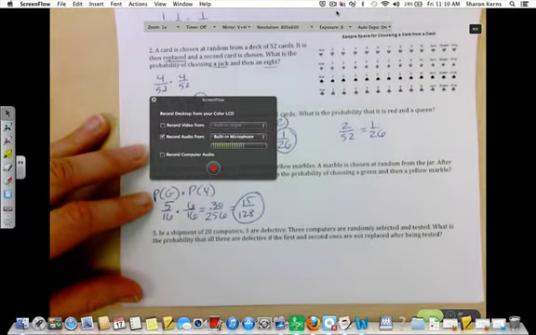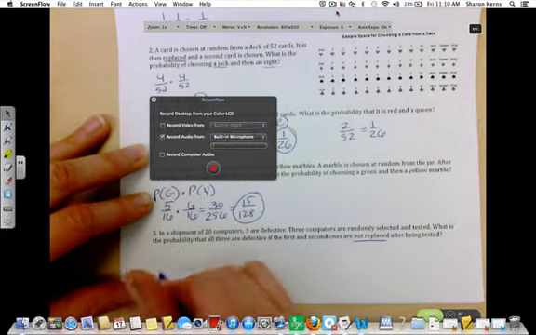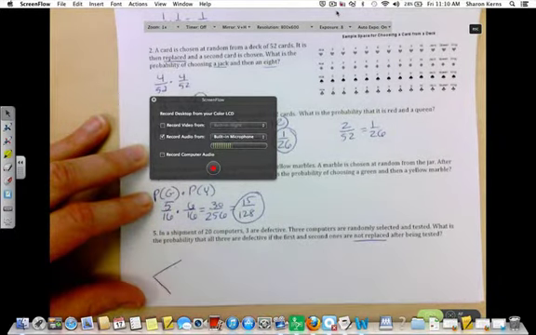In a shipment of 20 computers, 3 are defective. 3 computers are randomly selected and tested. What's the probability that all 3 are defective if the first and second ones are not replaced? Okay, so when we do not replace, then again we need to be concerned about dependent events, so our probabilities would change. A tree diagram might help out in this case.